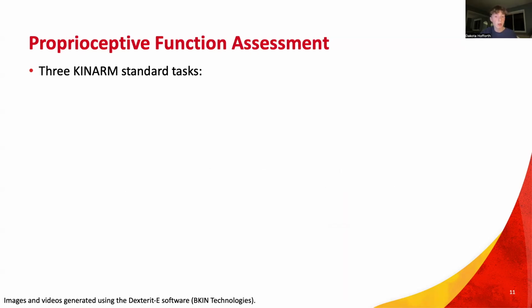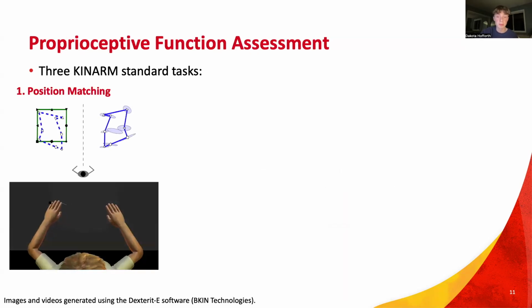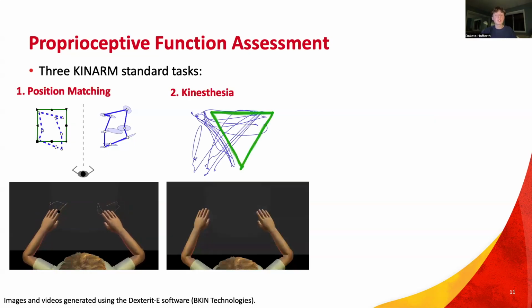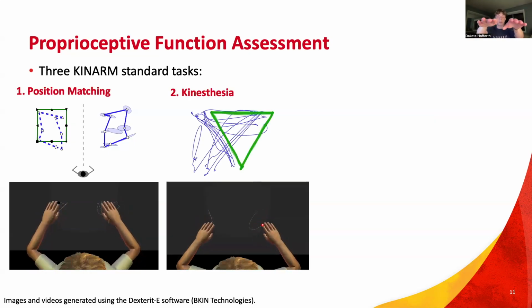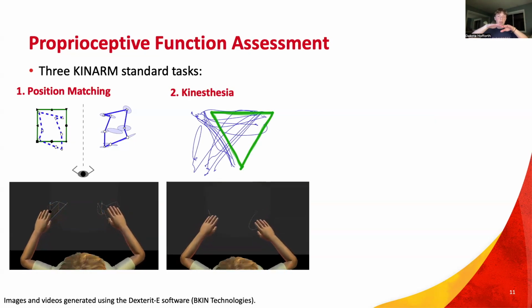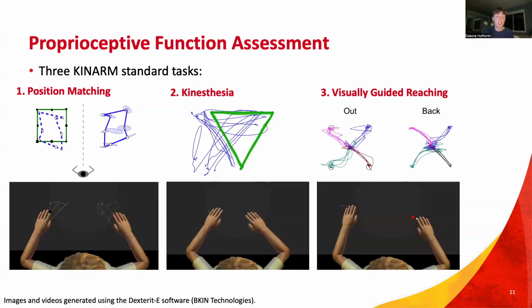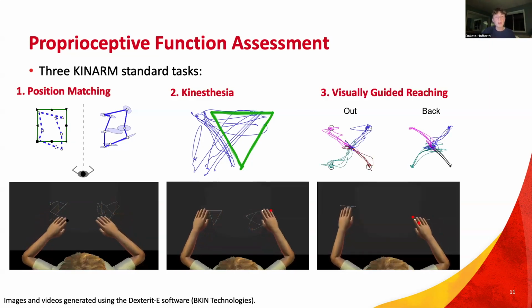I looked at three different KINARM standard tasks, the first of which is position matching, where the robot moved the impaired arm of the child to one of 8 different locations, and the child was instructed to match the final position using their dominant hand. Secondly, kinesthesia, which is similar in design. However, the child is instructed to match the movement in real time and not just the final position of each movement. Finally, visually guided reaching, which involved reaches to one of 4 peripheral targets that would illuminate in a random order.